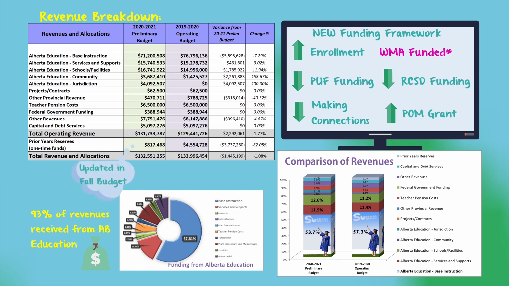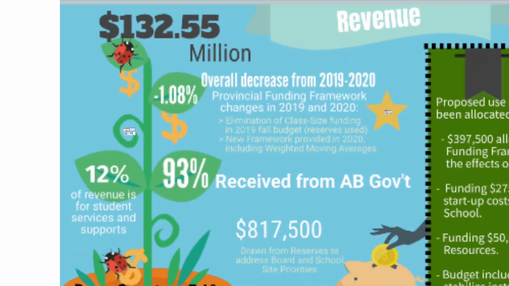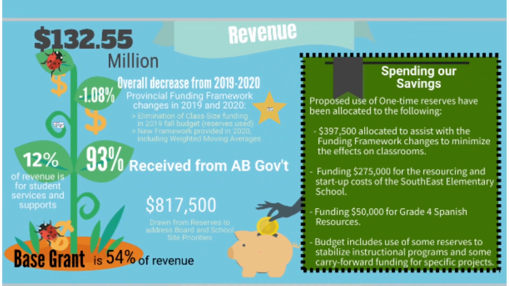There is also a significant reduction in the one-time reserve funding that has been used, as the prior year included the additional reserves required to assist with the 2019 grants that were removed, and included some school carry-forward funding for specific projects. The 2021 budget may be updated in the fall for some additional school carry-forward funding if applicable. Through the budget process, the division is planning on using approximately $817,000 of one-time reserves to address the board and school site priorities, including approximately $400,000 to assist with the changes in the funding framework to minimize the effects on the classrooms.